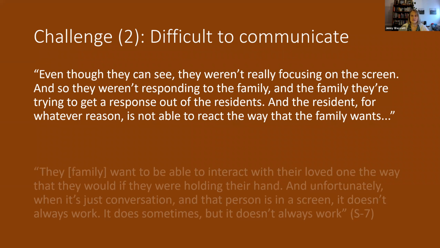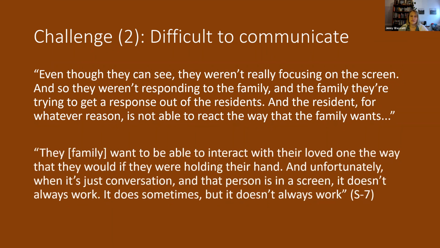And part of the reason for this is that they just aren't able to engage in that touch-based communication that you would engage in if you were in person. So they weren't able to interact with their loved one the way they would if they were holding their hand. There's also no opportunity for any other reassuring touch on the shoulder or any other communication in that way. And unfortunately, when it's just conversation and that person is on a screen, it doesn't always work. It sometimes works, but it doesn't always work.